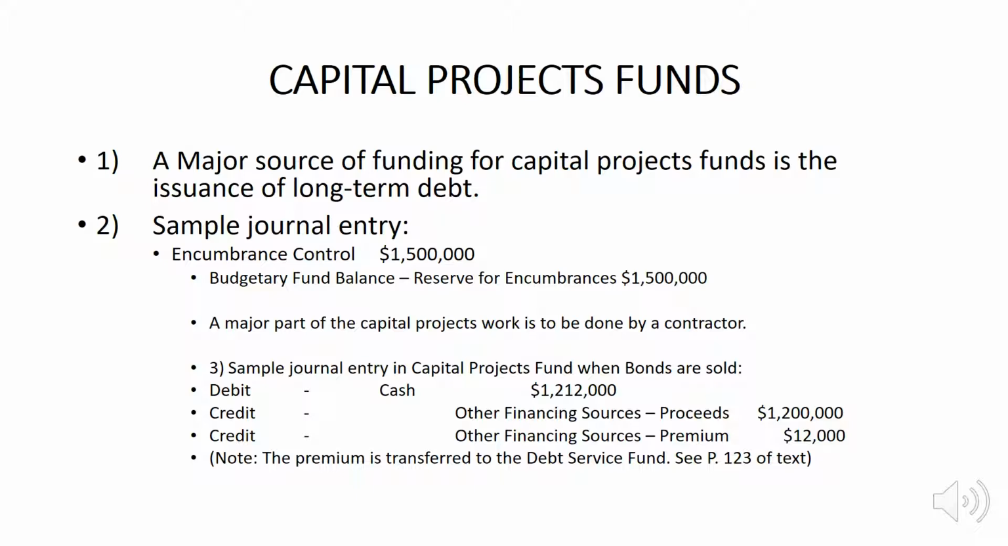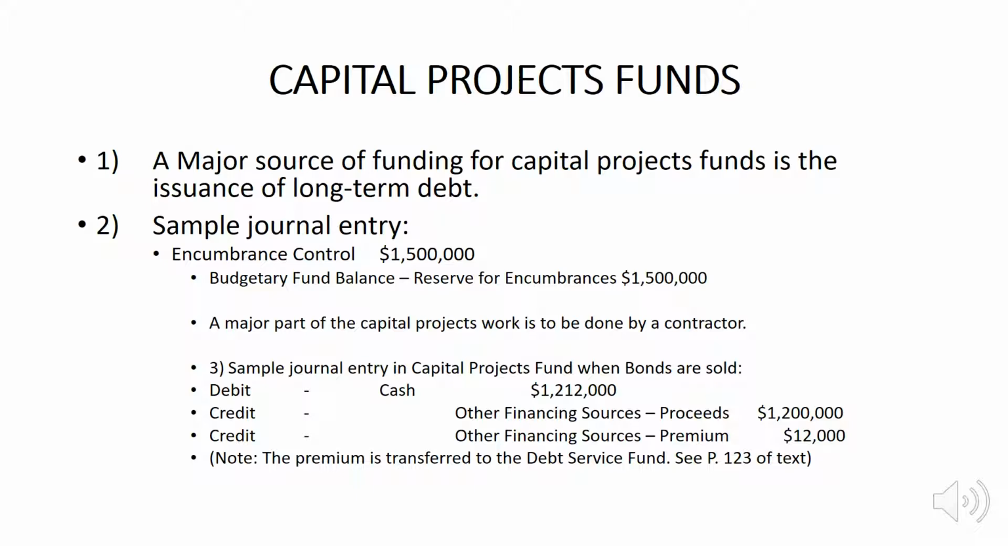Now, when the city actually sells bonds, they go into the capital projects fund and they debit cash, in this case for $1,212,000. What happened here is the bonds' face value was $1,200,000 and they were actually sold at a $12,000 premium. Now, if you go to page 123 of your text, it's not something I'm talking about in this slideshow, but if you go back there and look, what you'll see is the capital projects fund actually needs to transfer out the premium. And typically they'll transfer it to a debt service fund.